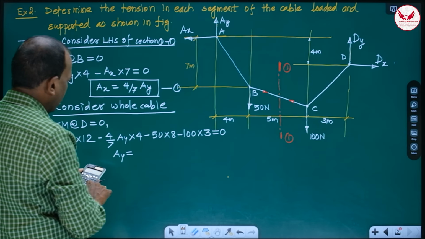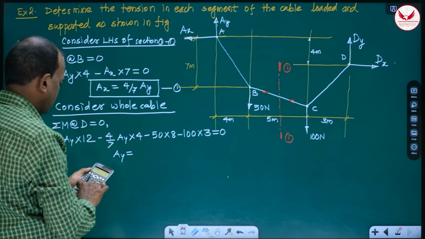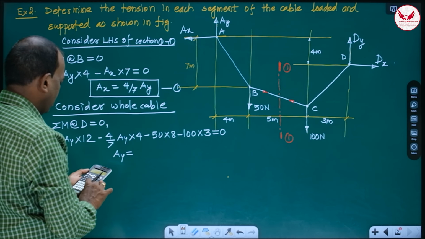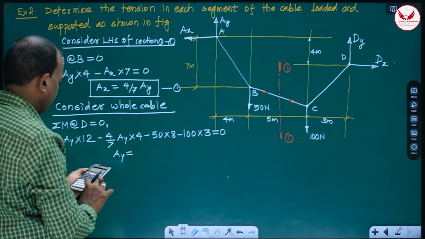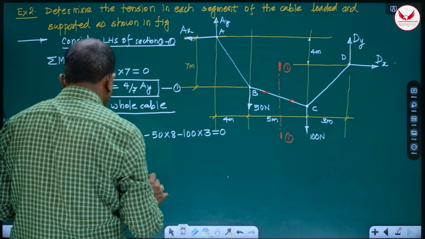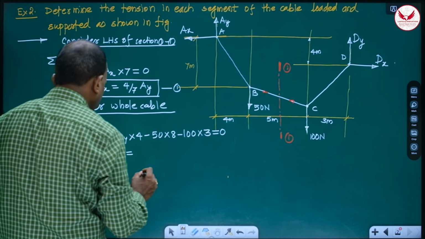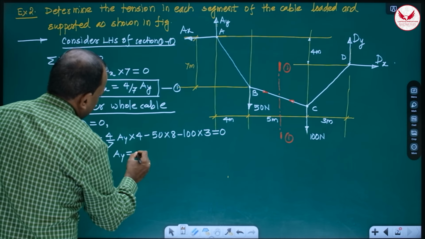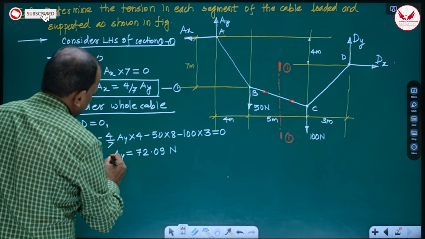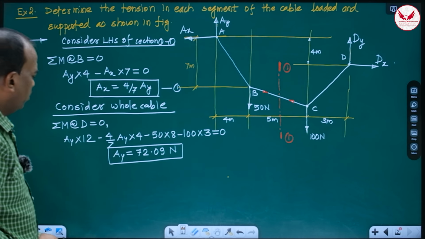So first we'll calculate 50 into 8 plus 100 into 3, divided by 9.71. That is 72.09. So AY is going to be 72.09 Newton. This is one answer we got.